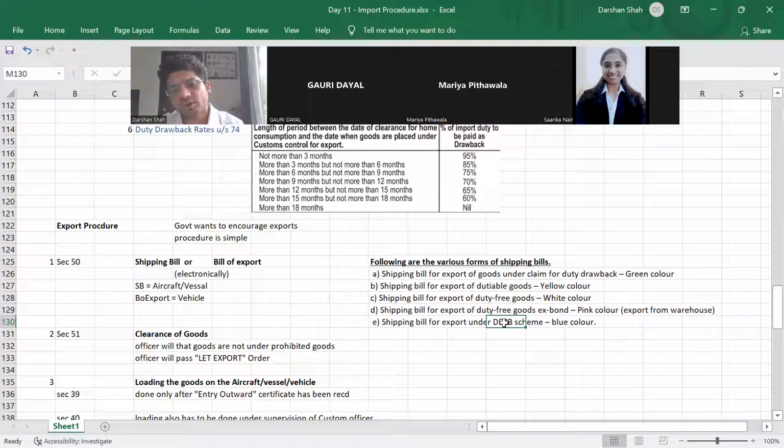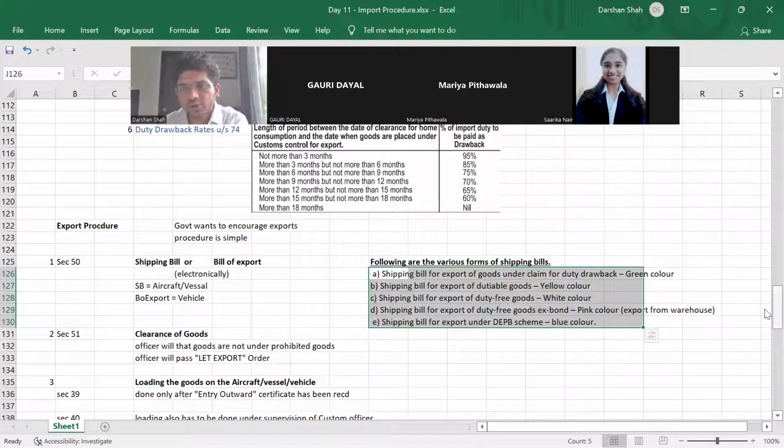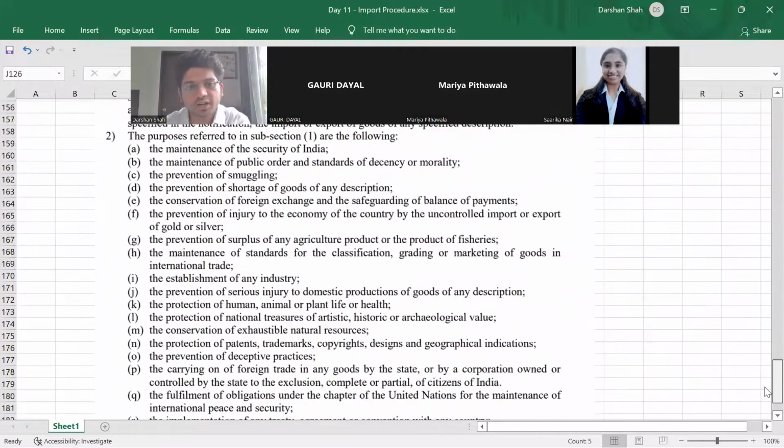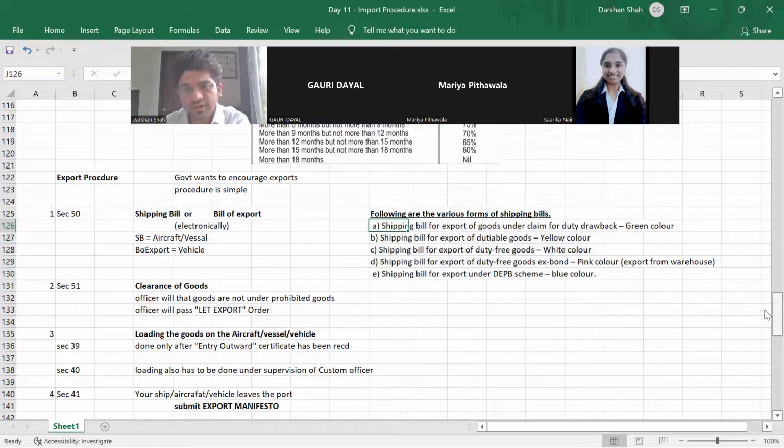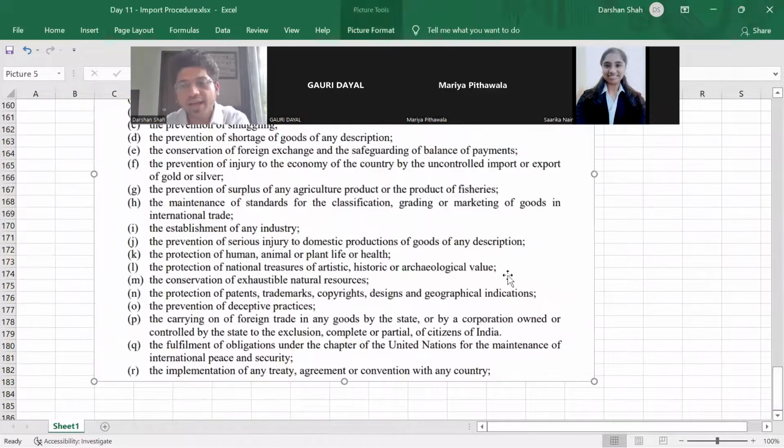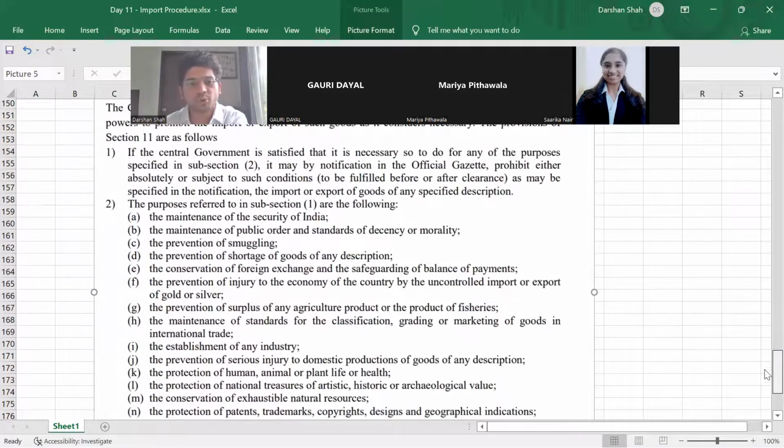So DEPB scheme is not there for BCom. But still, if the question is for multiple choice questions, you should know it will be a blue color shipping bill. So this was there in your college professor's notes, so I have added that. Two things I have added in yesterday's Google Drive, yesterday's Excel sheet: types of shipping bills and the list of why imports or exports can be prohibited.